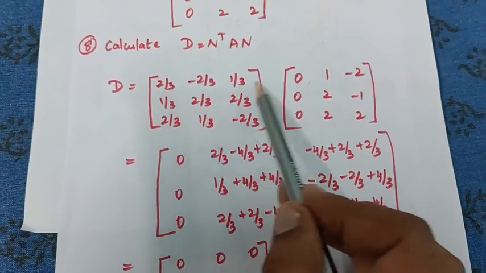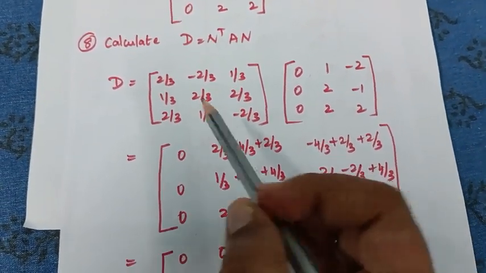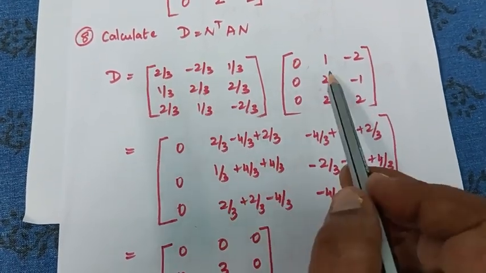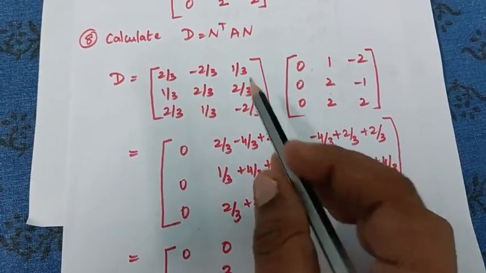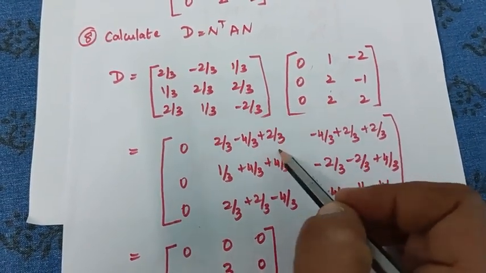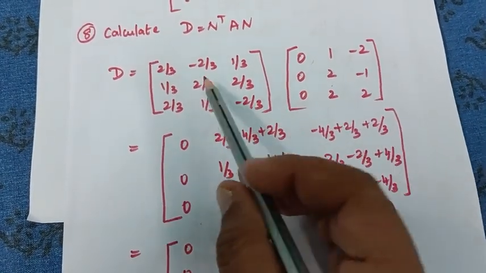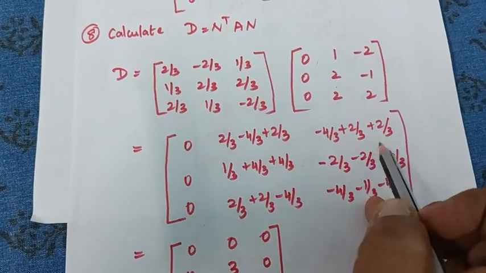So when you are multiplying, all things will be 0. So first column will be 0. Next we are taking this one with this one. So you'll know 2 by 3 into 1, 2 by 3. So minus 2 by 3 into 2 is minus 4 by 3, 1 by 3 into 2, 2 by 3. Similarly this row with this column, so minus 4 by 3, so plus 2 by 3. So 1 by 3 into 2, 2 by 3.